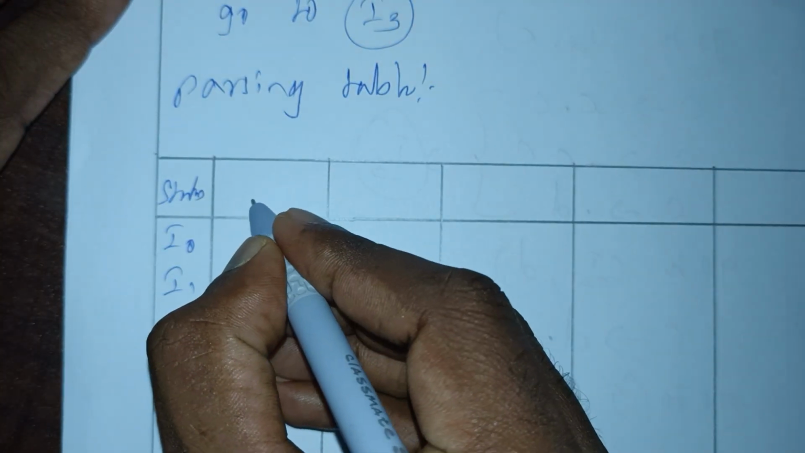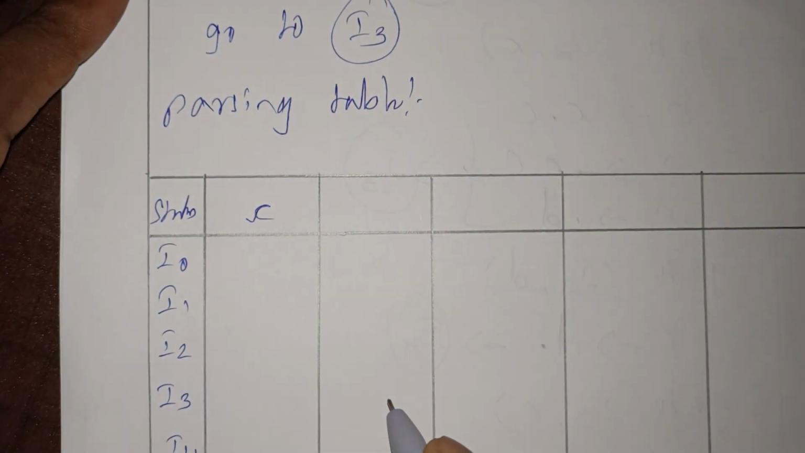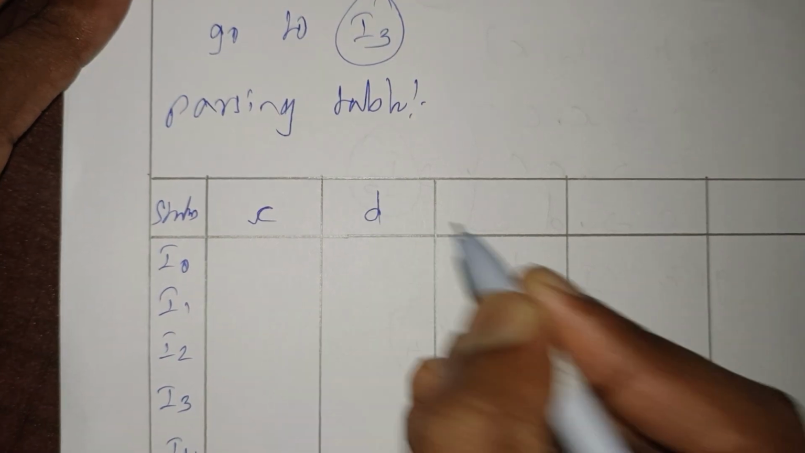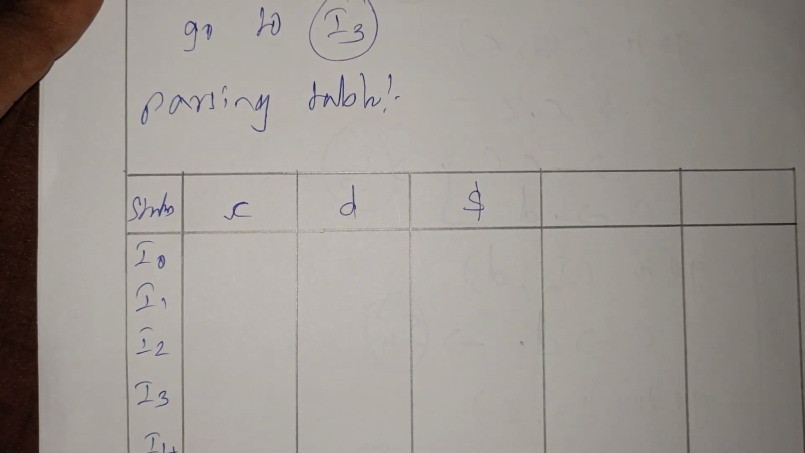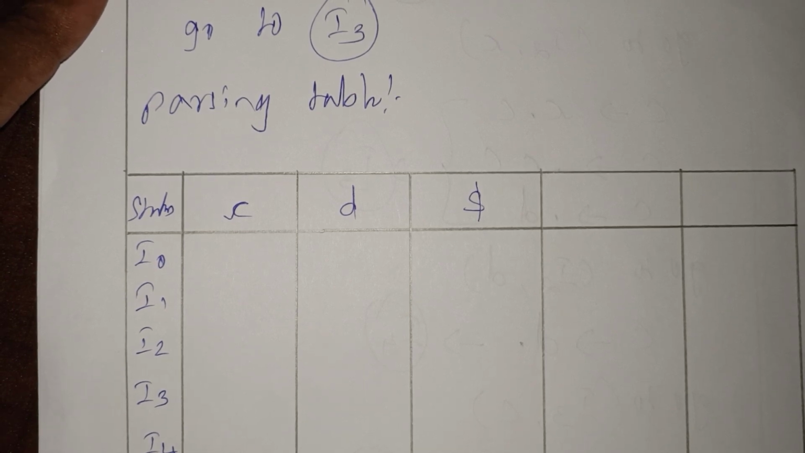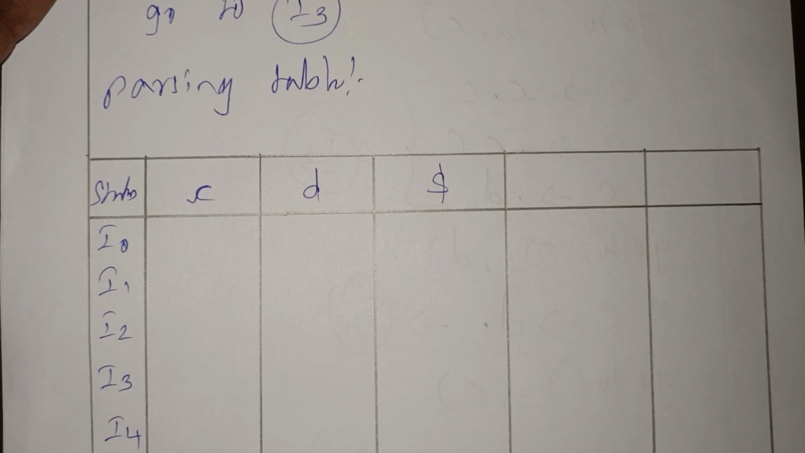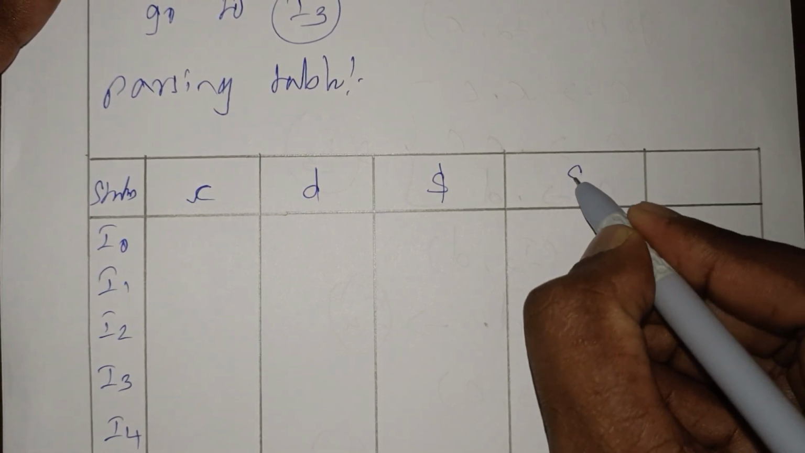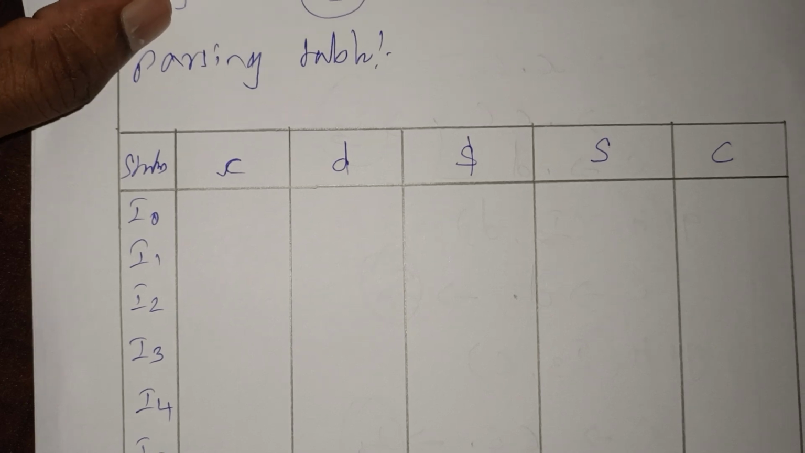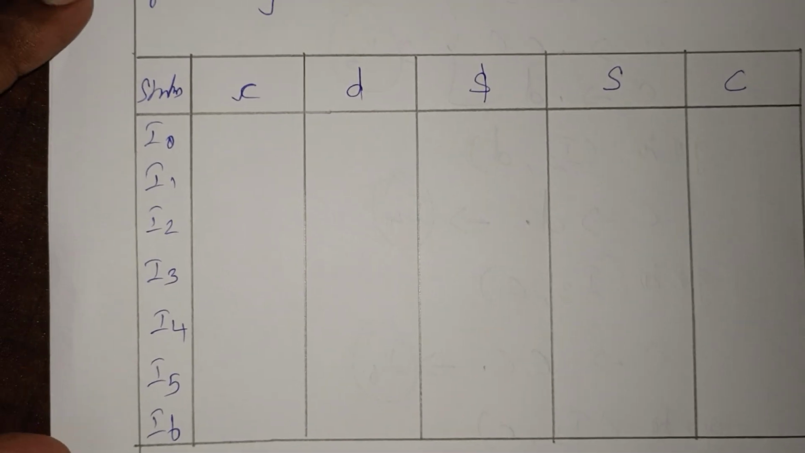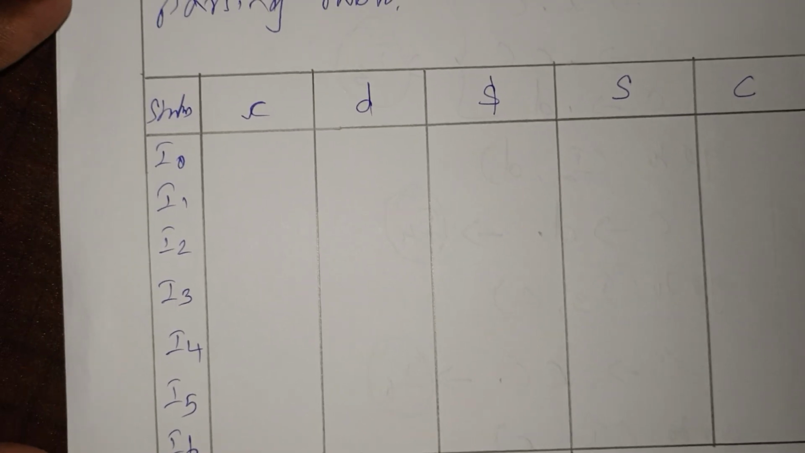The terminals in this given production are small c and small d. You need to add dollar also here, because the dollar symbol, as per rule number 2, has to be added in every single parsing table. So I'm adding it, and capital S, capital C. These are all the symbols we have in that particular production rule. Now I am going to check each and every value and see what the result is.